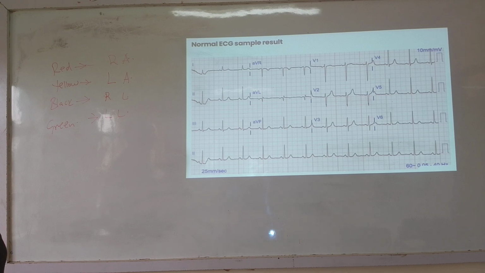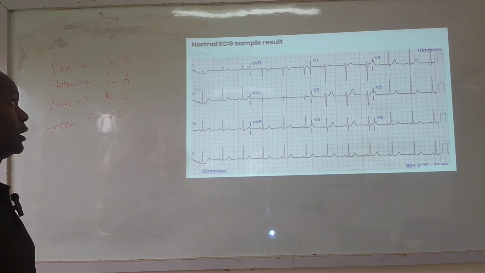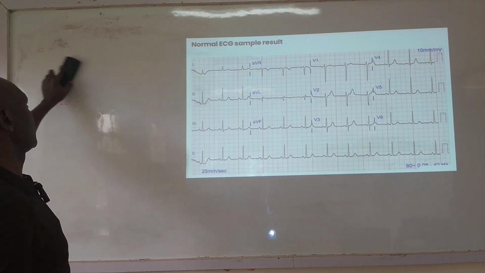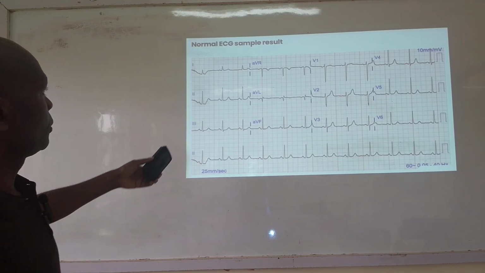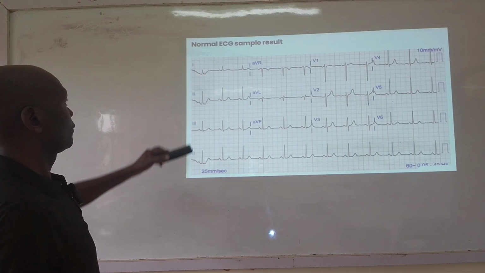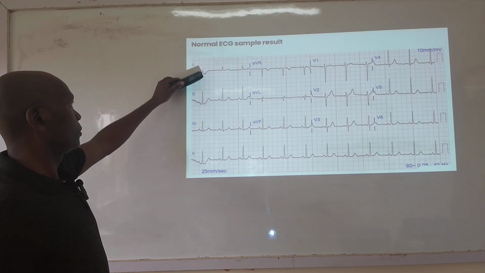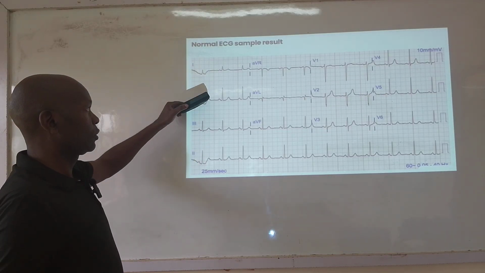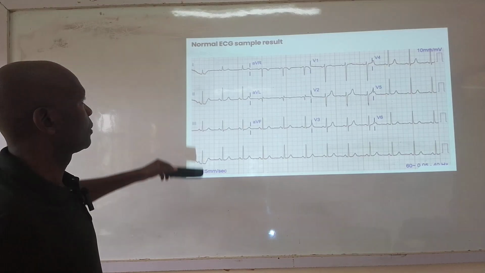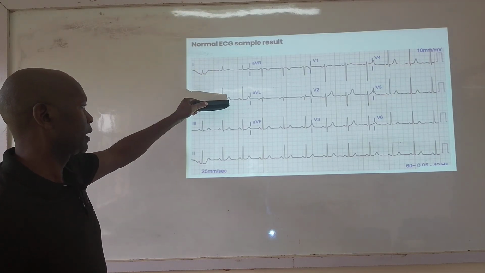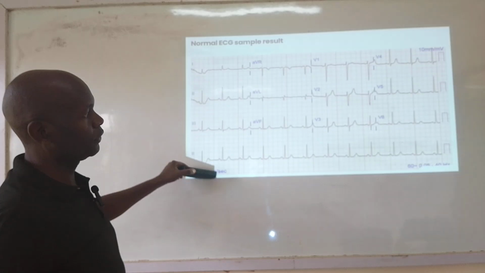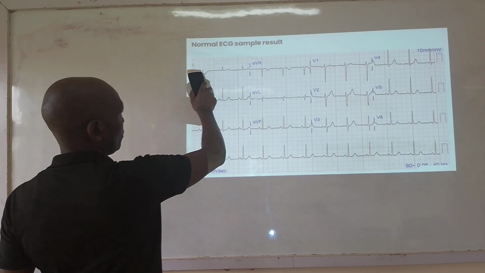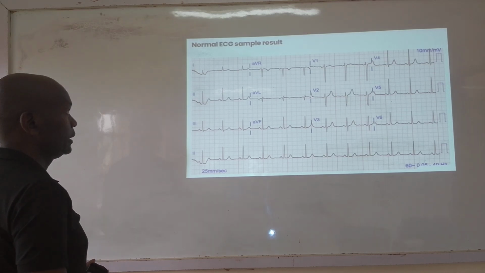So this is how a normal ECG looks like. It's an ECG sample. When you look through, you'll find that there are 4 rows: 1, 2, 3, 4. The ECG report has 4 rows of waves. So we have the first row, the second row, the third row, and the fourth row. And when you look at these rows, each row has 4 leads.